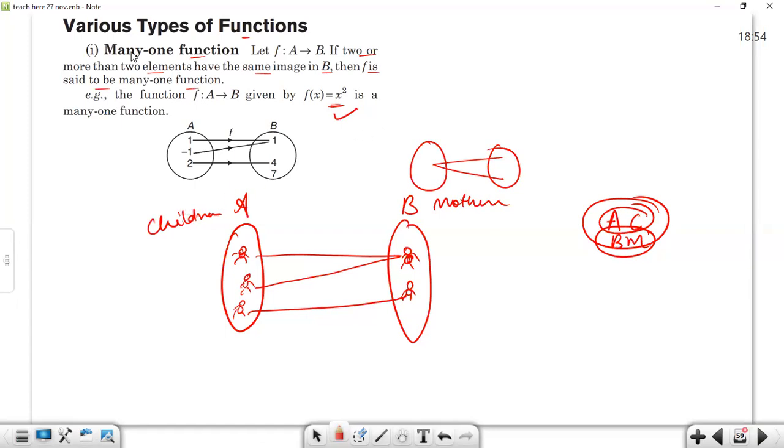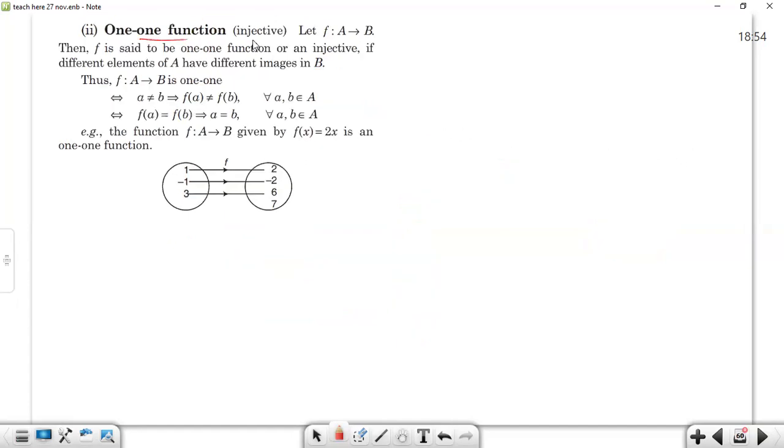Any doubts? One-one function, also known as injective, or injectivity, is the property. Let's discuss this once. A function f is said to be one-one, or injective, if different elements of A have different images in B. So one child, one mother, one child, one mother. Every mother has one child, and every element is getting mapped here.